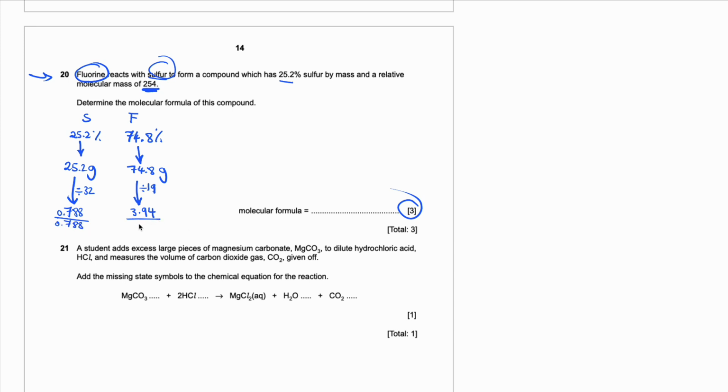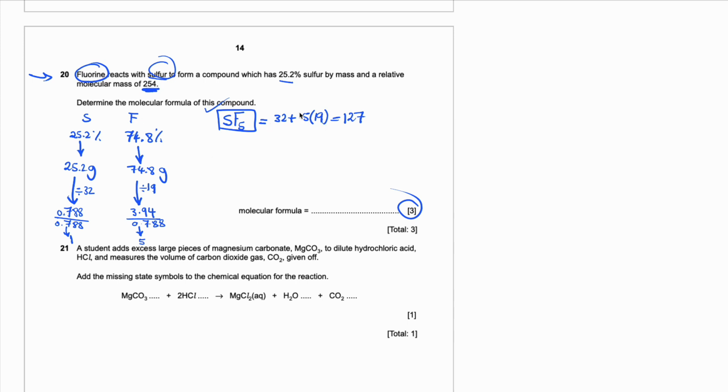0.788, and here 0.788, and that gives you the ratio of 1 for sulfur, and for fluorine it is going to be 5. So the empirical formula is S1F5. That's the empirical formula. Now we know the empirical formula. You have to find the mass of this empirical formula. The mass of the empirical formula: sulfur is 32 and fluorine is 19, but you have 5 of it, so you have 5 times 19, and that gives you a mass of 127. That's the mass of the empirical formula.